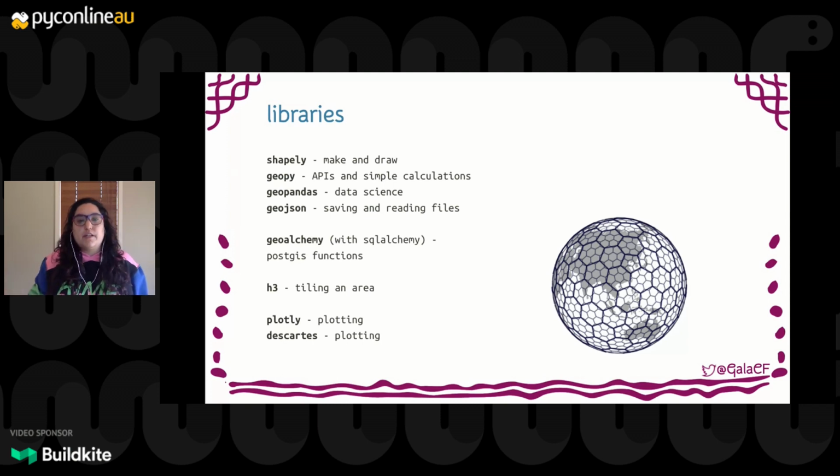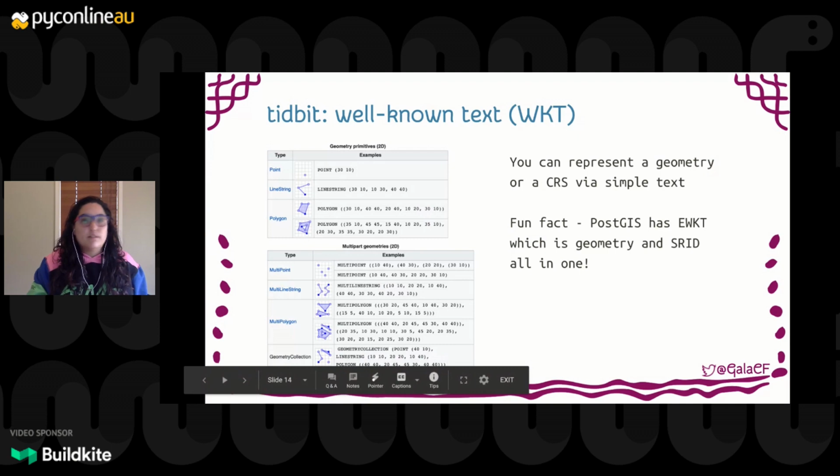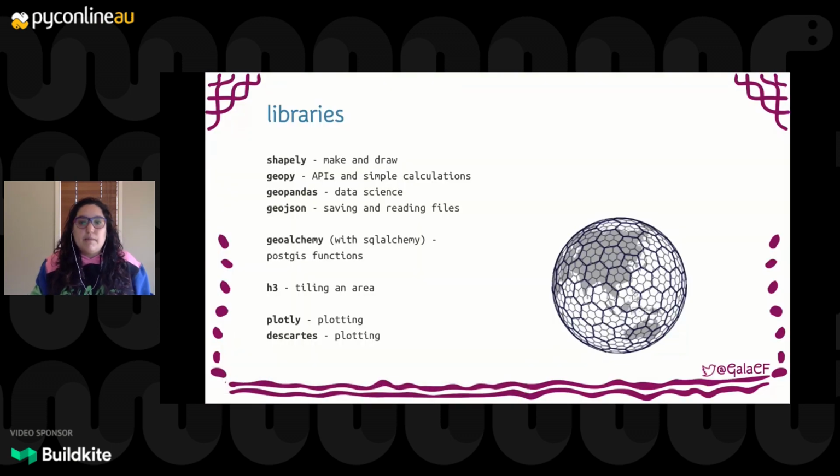H3 is this picture that you see here on the right. Oh, sorry. Where did I go? It's actually posted by Uber, but it has gridded the entire world into these little hexagons, and they're tilings, which means there's no space in between them. So it's a really nice way to understand areas.